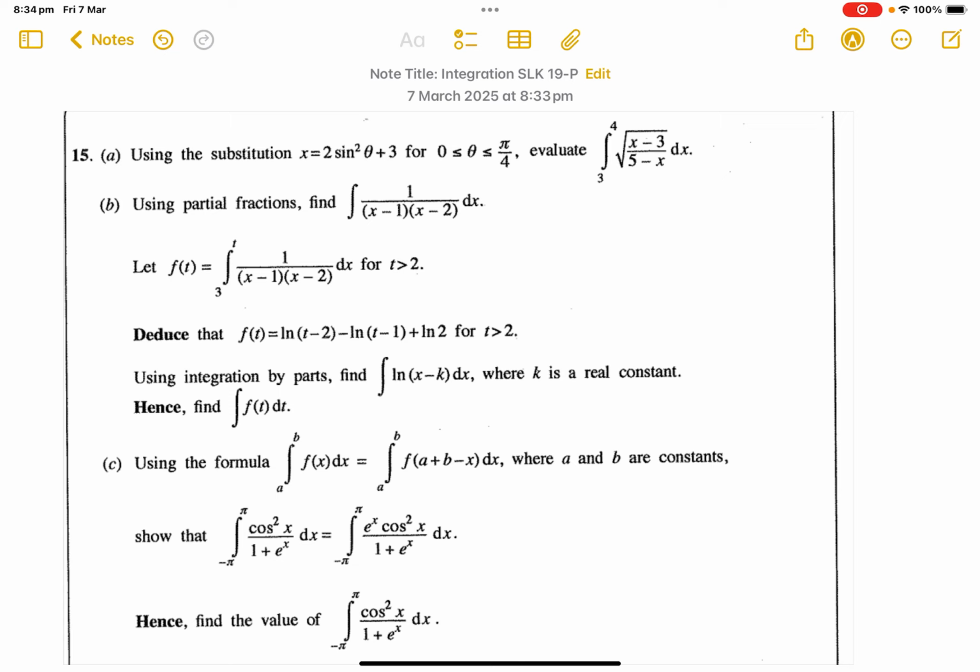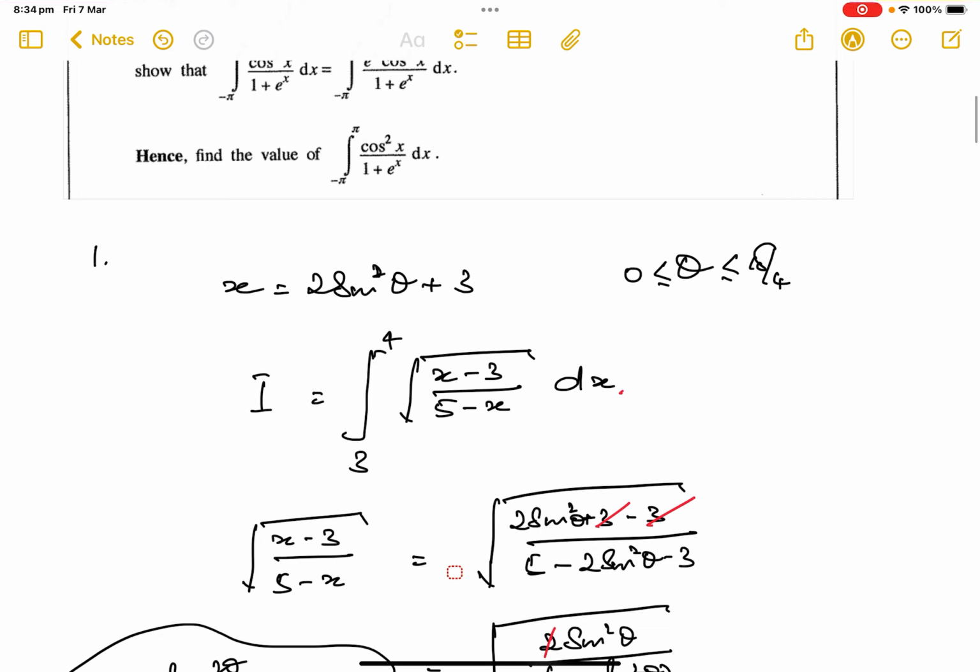A past question on integration from a Sri Lankan A-level past paper. Using the substitution x equals sine squared theta plus 3, for theta greater than or equal to 0 and less than or equal to pi by 4, evaluate the integral with limits 3 to 4 of the square root of (x minus 3) over (5 minus x) dx. Let's do the first part. The substitution given is x equals sine squared theta plus 3.